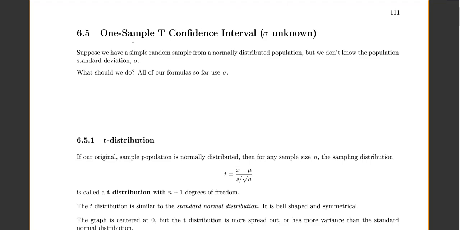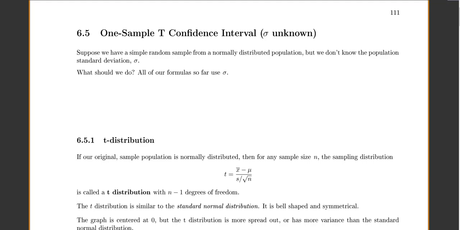In this section, we'll talk about a one sample t confidence interval, and we use this when sigma, or our population standard deviation, is unknown. So suppose we have a simple random sample from a normally distributed population, but we don't know the population standard deviation sigma, which makes sense, right? Because we rarely have our population data.